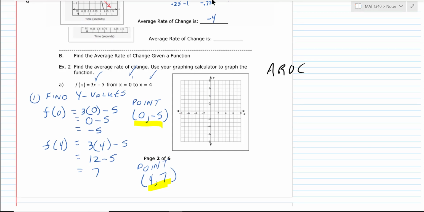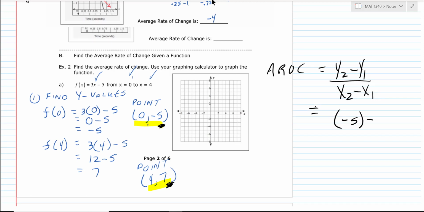Okay, the average rate of change, the formula says y2 minus y1 over x2 minus x1. The point is it doesn't matter which one is y1 and which one's y2. You just need to know that the y values are the second numbers. So I'm going to choose to do it in this order. This is my choice. I'm going to go negative 5 minus 7. Okay, the y's are going to be on top, changing y's on top. And that's going to force me to do the x's in exactly the same order.